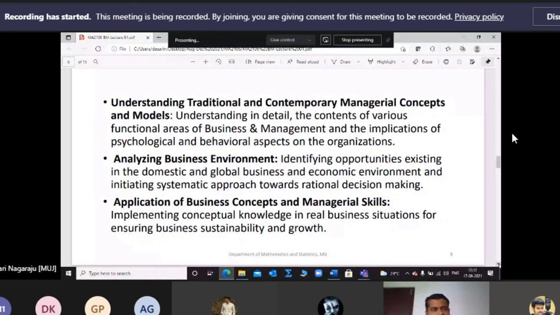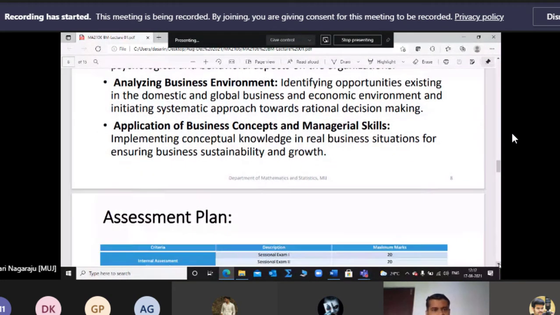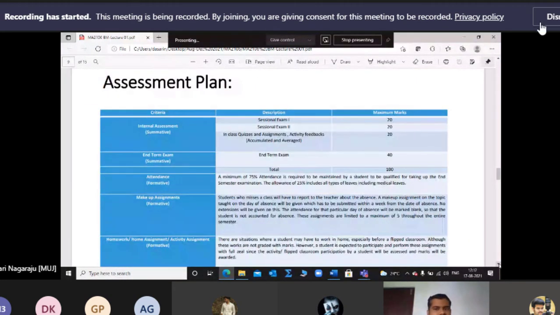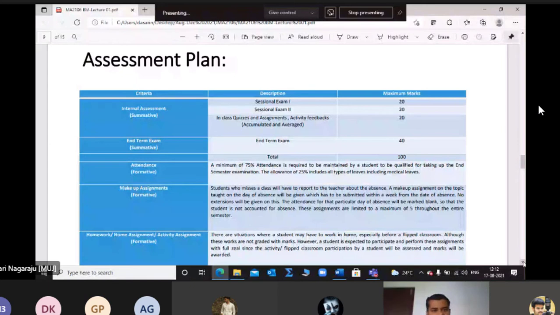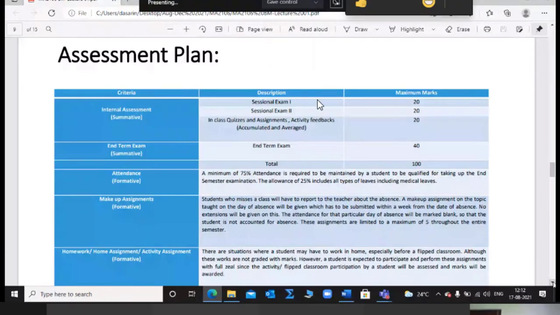Now, how the assessment plan would be. There would be 2 sectional examinations, each carrying 20 marks, and there will be 20 marks for the class test and assignments. Since it is a common course, we'll be planning some common quizzes as well. And the end semester examination would be there for 40 marks. It is a 60-40 scheme. 60 marks for the internal component, 40 marks for the external component.